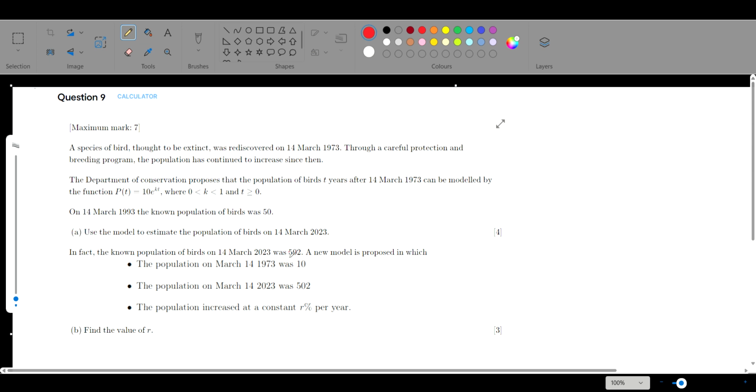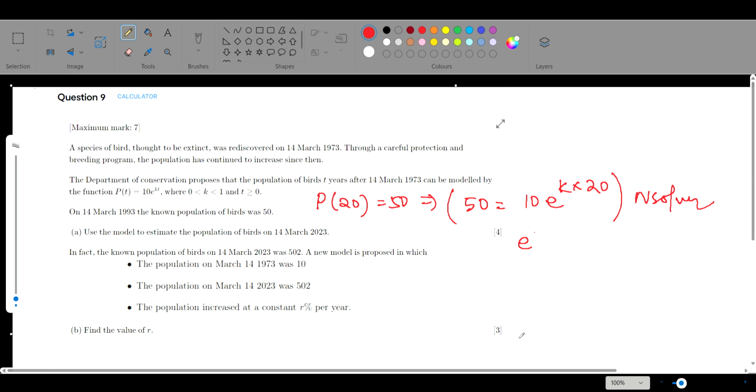Okay, so what is the initial population? We have 10, so let's figure it out. P(20) is equal to 50, so we have 50 is equal to 10 e raised to the power k times t as 20. So when you do this, it will be e raised to the power 20k is equal to 50 divided by 10, which is 5.